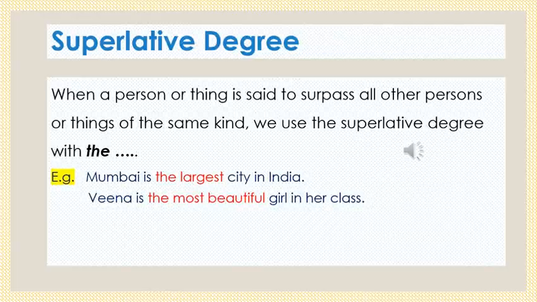Next example, Veena is the most beautiful girl in her class. In a class, there will be many girls, maybe 20, 25, something like that. Among them, the most beautiful one is Veena. Veena is the most beautiful girl in her class. Veena is compared with all other girls in the class. Okay, more than two. That is what the superlative degree is.